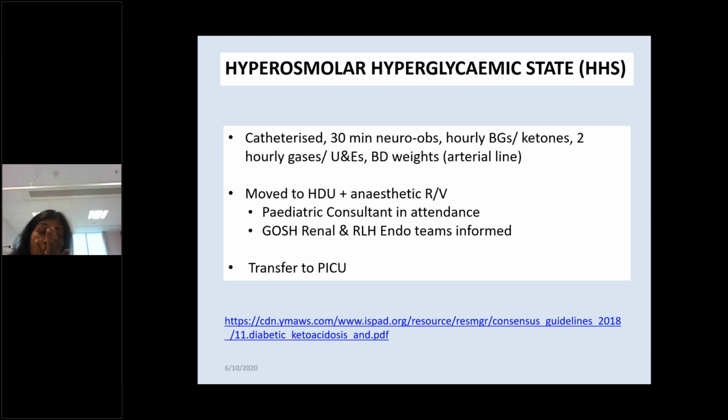So the other name for honk, or the new name, is hyperosmolar hyperglycemic state. So that means that the osmolality is very high and the blood glucose is very high as well. So for this child, I'll come on to the definition of HHS and how to differentiate, but I'm just going to discuss the management here. So she was catheterized and she started having frequent neuro obs and the rest of all as discussed earlier. And she was immediately moved on to HDU, and all the GOSH renal team and endo teams were informed, and she was transferred to PICU without any further delay.